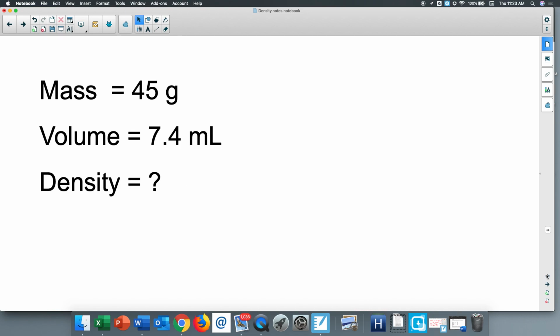Let's do a small density problem. Reach for your calculators if you don't have one out already. If I have something that has a mass of 45 grams and a volume of 7.4 milliliters, what is its density going to be? Go start calculating. I've got some extra calculators back here if you're desperate to join in the calculation experience.